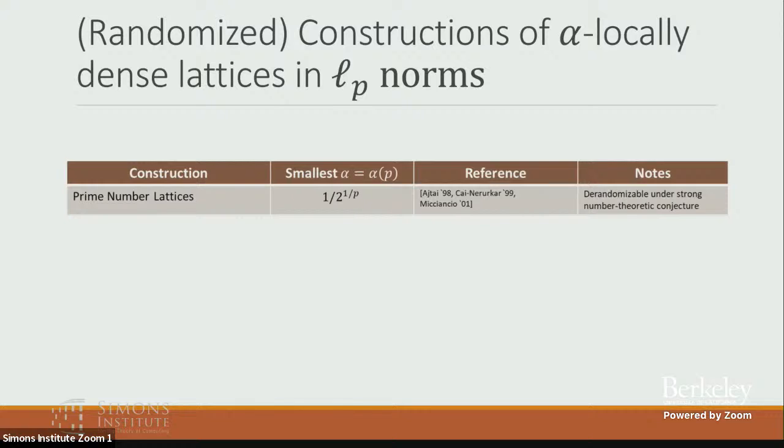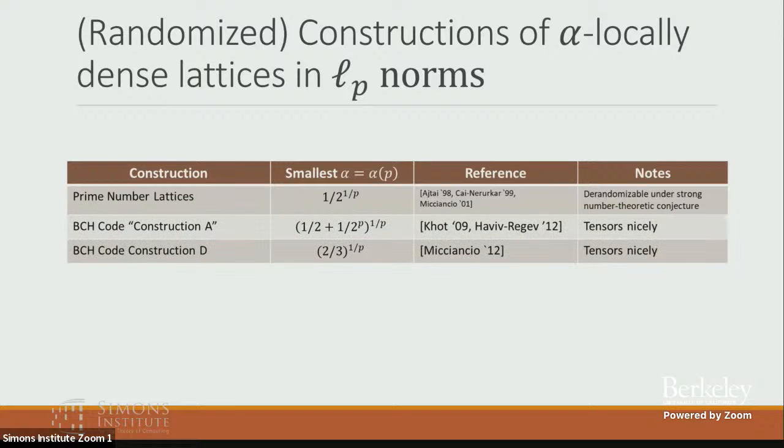The original work showing hardness of SVP constructed these locally dense lattices from the Schnorr-Adleman prime number lattices, and so you get some nice approximation factor. This is optimal, for what it's worth, in both L1 and L2; you can't have a smaller alpha. And Daniele, in his awesome 2001 paper, showed that you can de-randomize this reduction under a strong number theoretic conjecture, which seems to be out of reach.